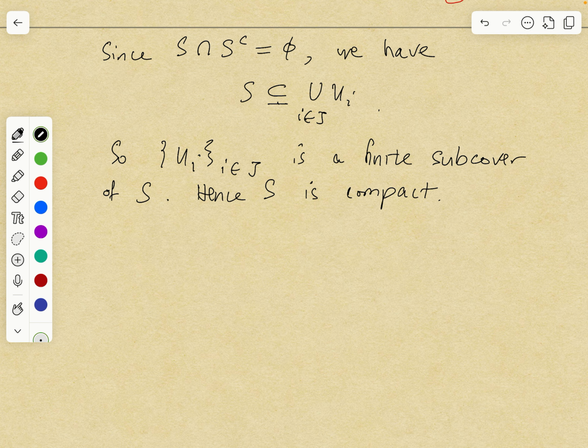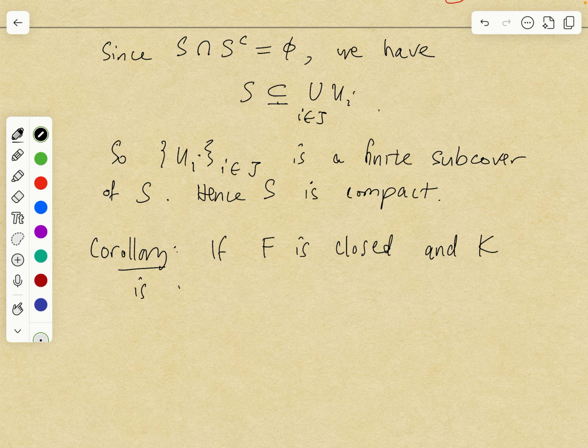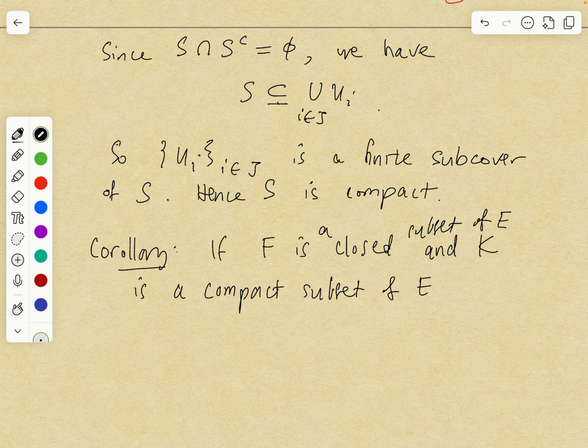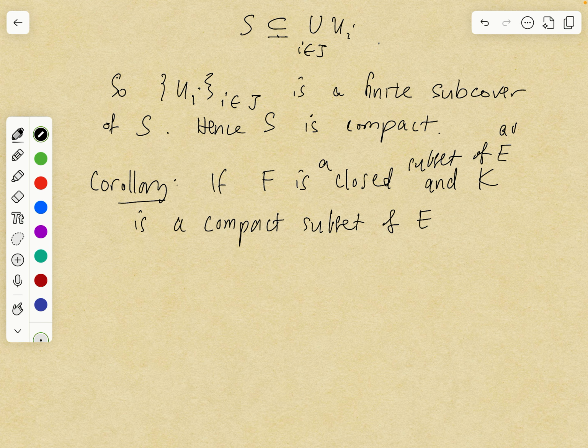And that's the proof. So as a corollary, if F is a closed subset of E, and K is a compact subset of E. So F is a closed subset of a metric space E, and K is a compact subset of a metric space E. E is not necessarily compact. Then F intersect K is compact.